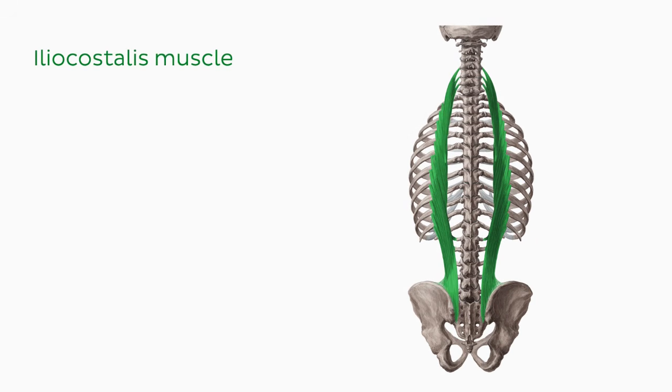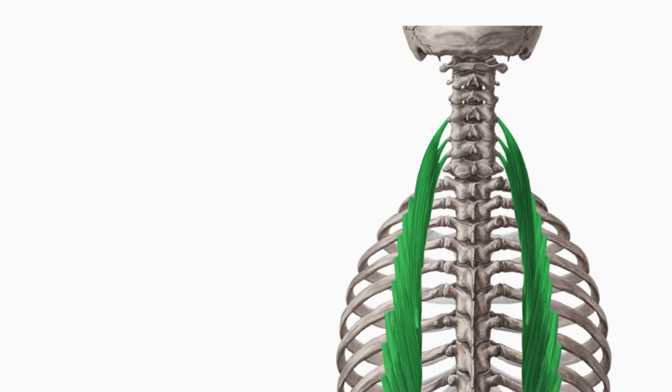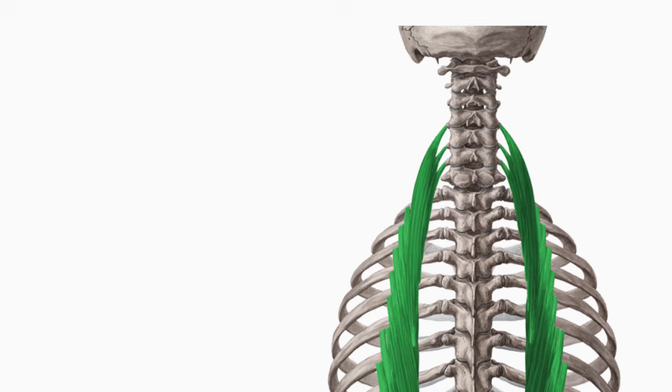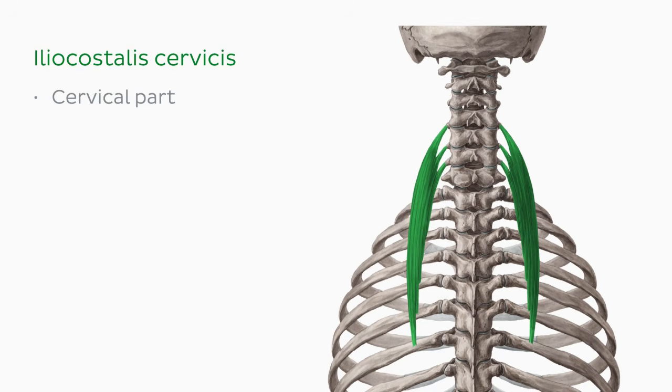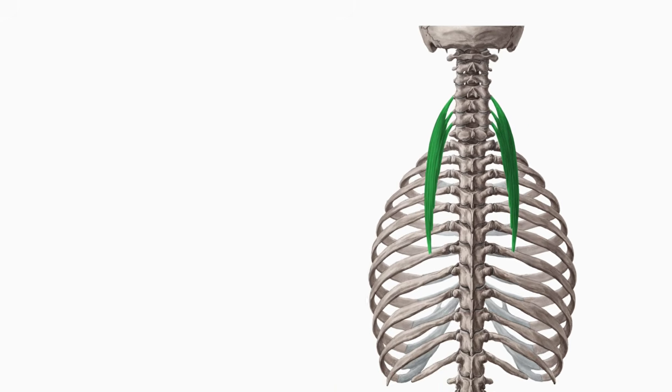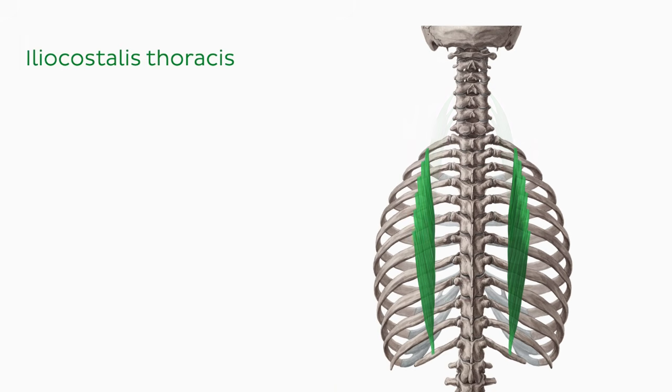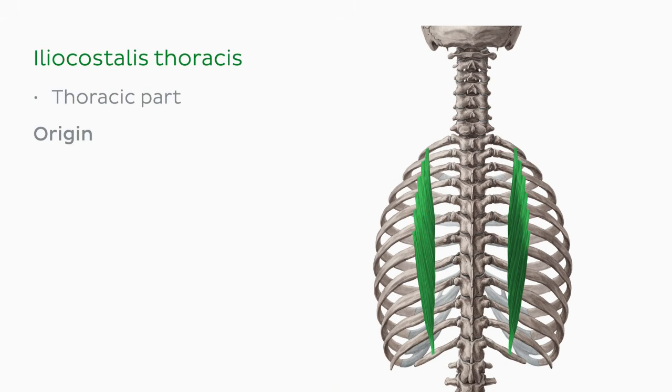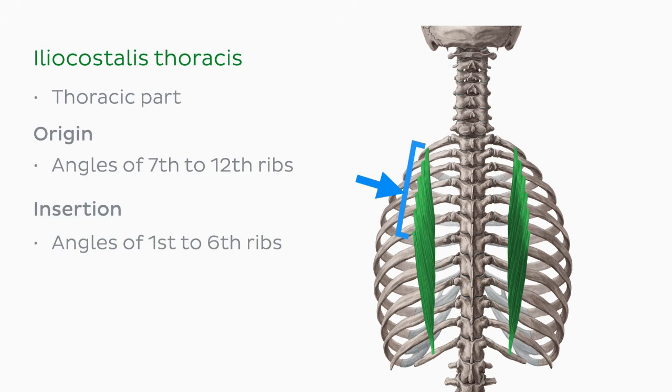The iliocostalis muscle, our lateral column, can be divided into 3 parts. The cervical part of the muscle is known as the iliocostalis cervicis. It has its origins on the angle of the 3rd to 6th ribs and inserts on the transverse processes of the 4th to 6th cervical vertebrae. The thoracic part of the muscle, known as the iliocostalis thoracis, has its origins on the angle of the 7th to 12th ribs and inserts on the angles of the 1st to 6th ribs.